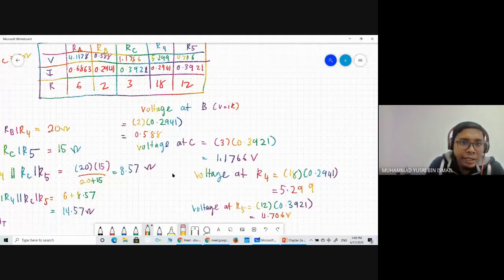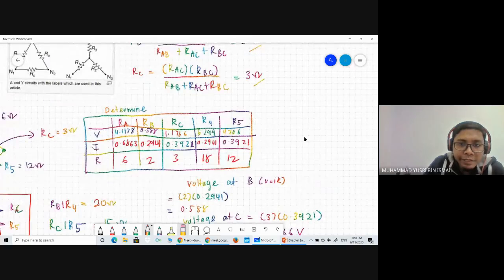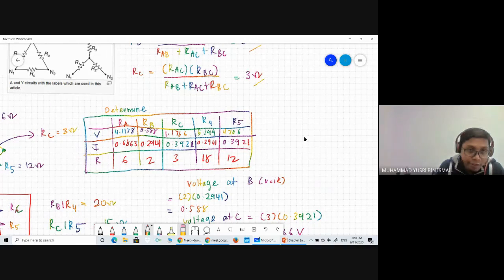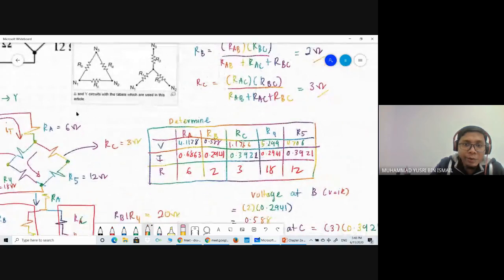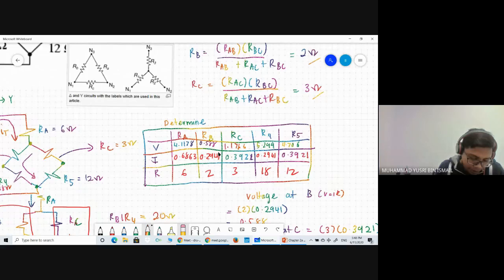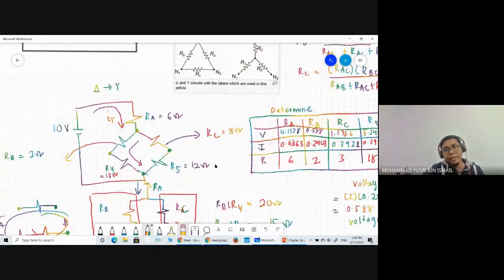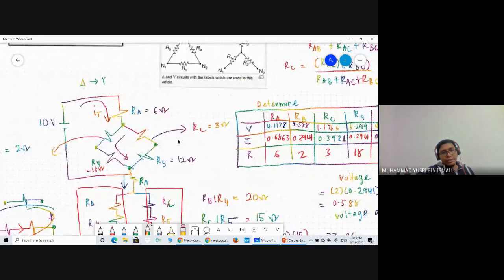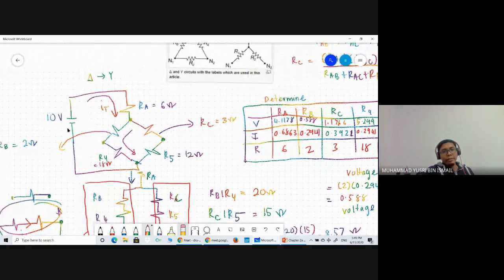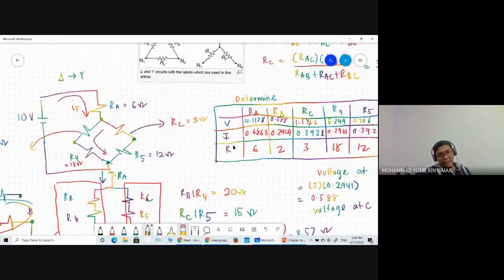Okay. So now, if you plus all of this voltage, you should get an equivalent of... Okay, I understand. So voltage 4.1178 plus the voltage 5.88 and 5.88. Sorry, you plus this voltage and the voltage at this part, so you will get 10 volt. Okay, you cannot directly plus like that.